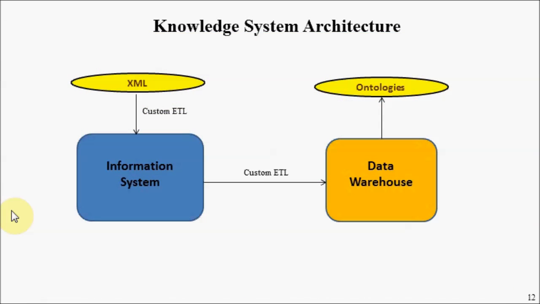Okay, here's our knowledge system architecture picture again. We just got done looking at the internals of these 2 components here. One of the problems with this architecture is this guy right here, custom ETL. For every different kind of information system, we have to write custom ETL to pull the data from the information system into our data warehouse tables.